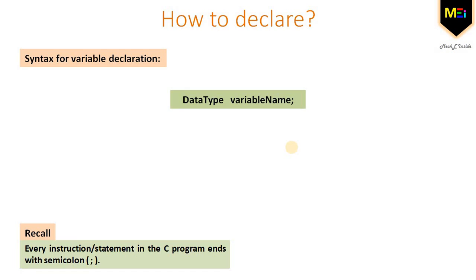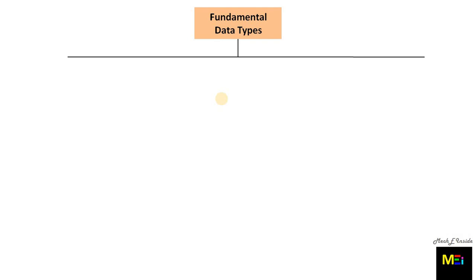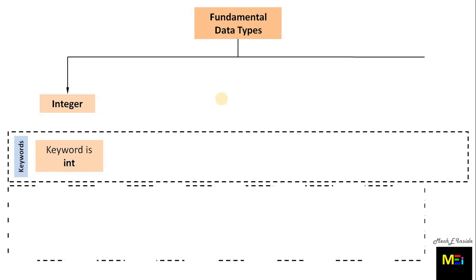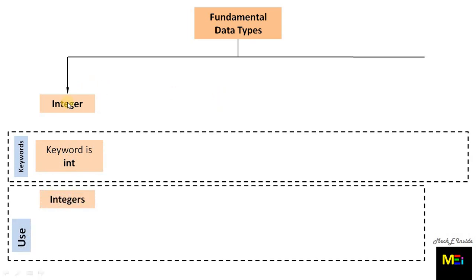We have already studied the variable name, but now a new term comes, that is data type. This is the term which specifies the type of data being input into the variable. We have five fundamental data types, namely integer. The keyword for using this data type is int in lowercase. It is used for the input of integer values.